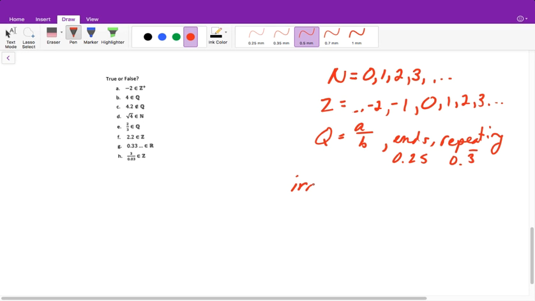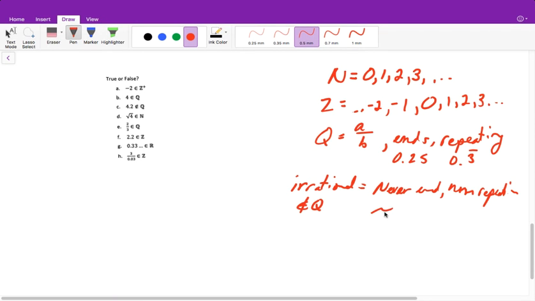Irrational, there is no symbol for it. But the way that you will see it in here is it will say it is not rational. The decimals never end, and they are non-repeating.